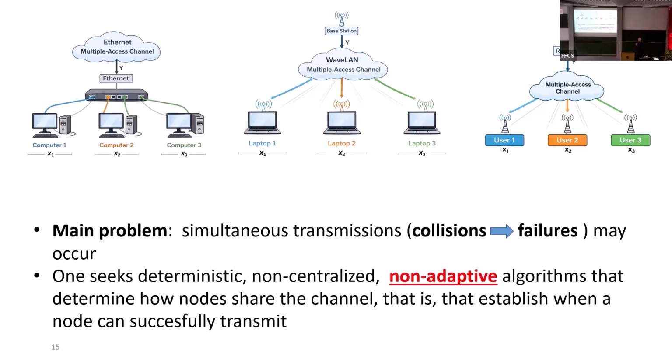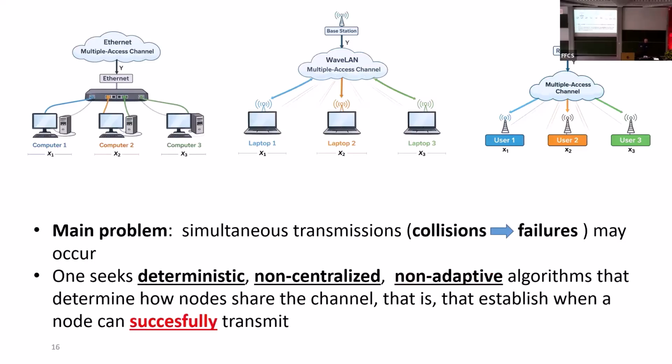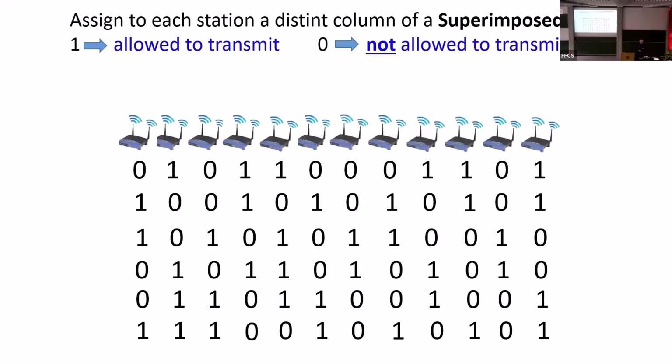This is the hardest problem in the area of multi-access because we cannot make any hypothesis. And under this hypothesis, we want to find a protocol that allows each station to transmit successfully. Let's make an example to see how superimposed codes can be useful in this situation.